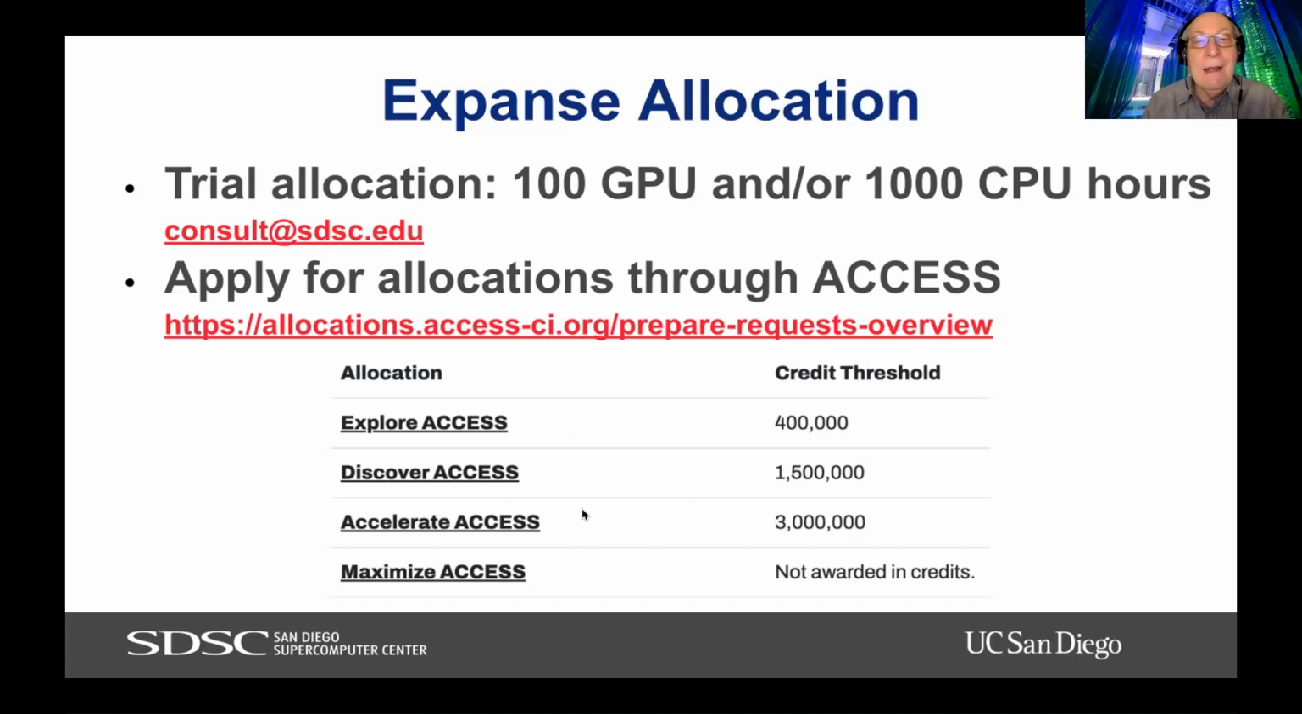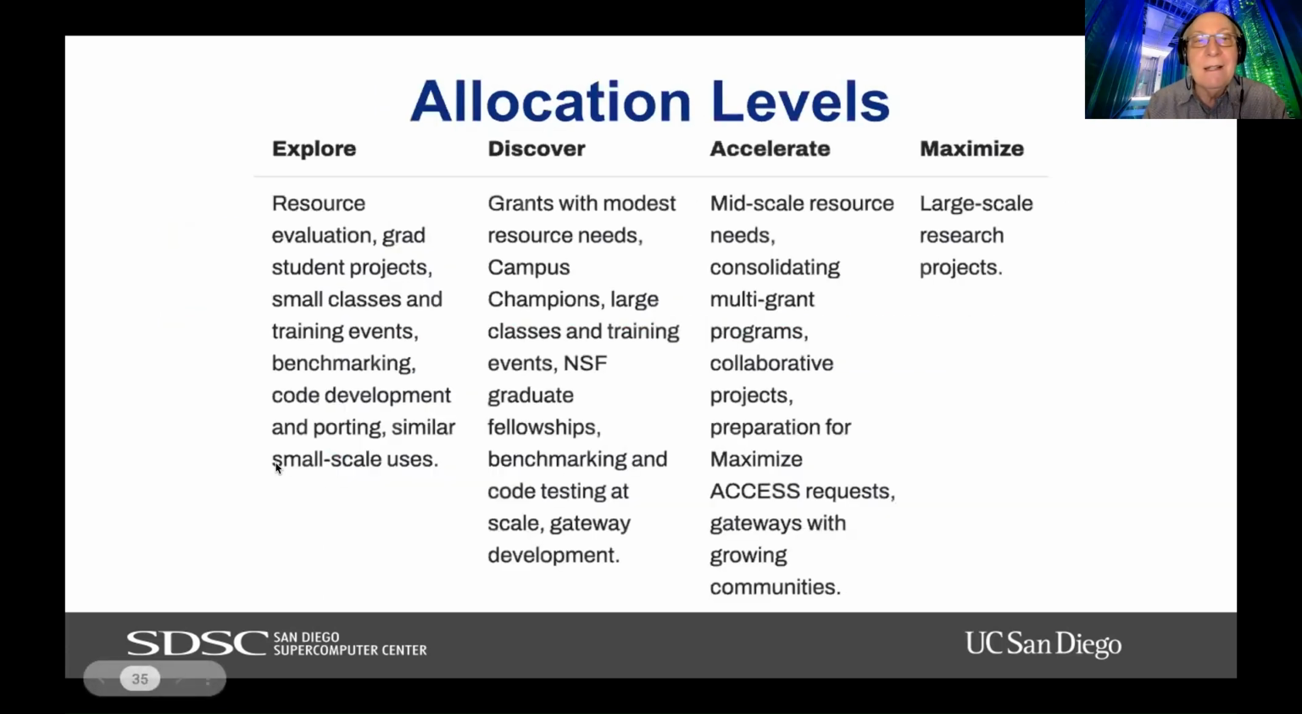If you apply for a larger allocation, you need to go to what's called the ACCESS system here, and there are different levels of allocations you can get. They have different names. Here's a little description. The Explore level is for initial evaluation, small student projects, and small classes. Then the Discover allocation is for larger classes, training sessions, or benchmarking and testing at scale. If you get to larger projects, you go to the Accelerate allocation. And if you have something super large, you can ask for a Maximize allocation.